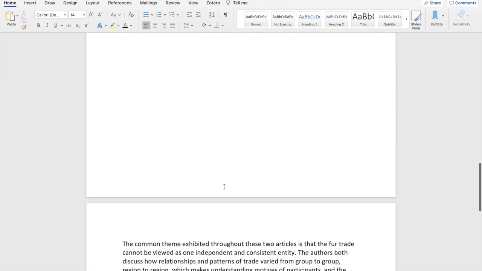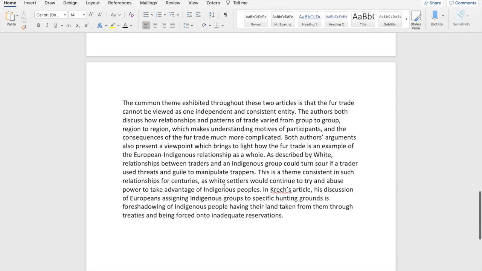And so I'll just put it way down at the bottom here. Look, suddenly we have a lot of room for conclusion. Common theme, trying to bring the 2 pieces in conversation. Exhibited through these 2 articles is that the fur trade cannot be viewed as one independent and consistent entity. The authors both discuss how relationships and patterns of trade varied from group to group, region to region. So a nice general overview here in the final paragraph that makes some comparing points between the 2 pieces.